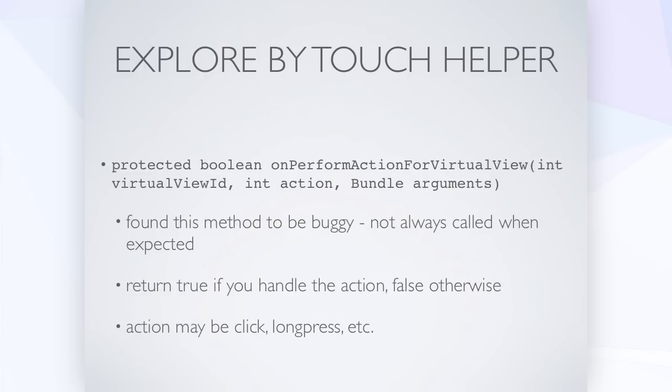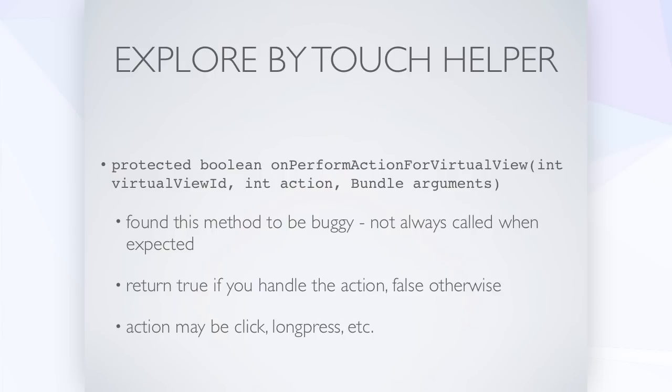Next is onPerformActionForVirtualView. So in this case, you're going to get a virtual view ID and an action, and possibly some arguments. And this is how you handle any actions. So long press comes in, what do I do? And that's where you're going to handle it.